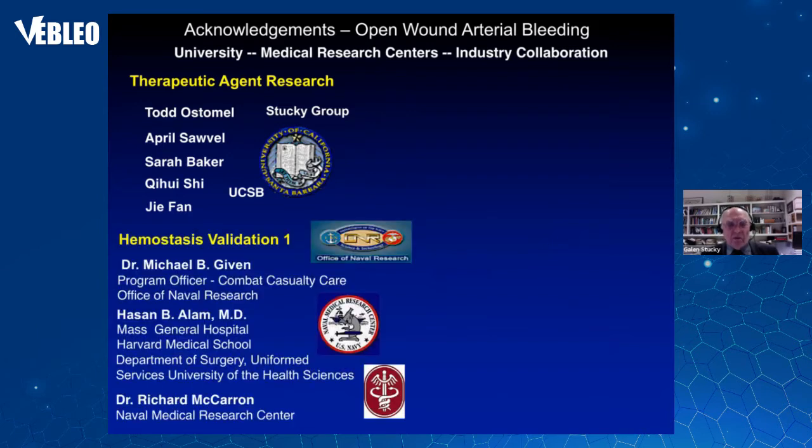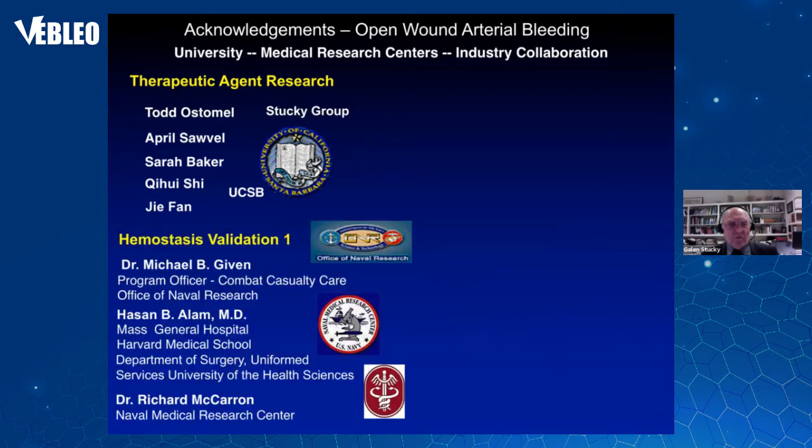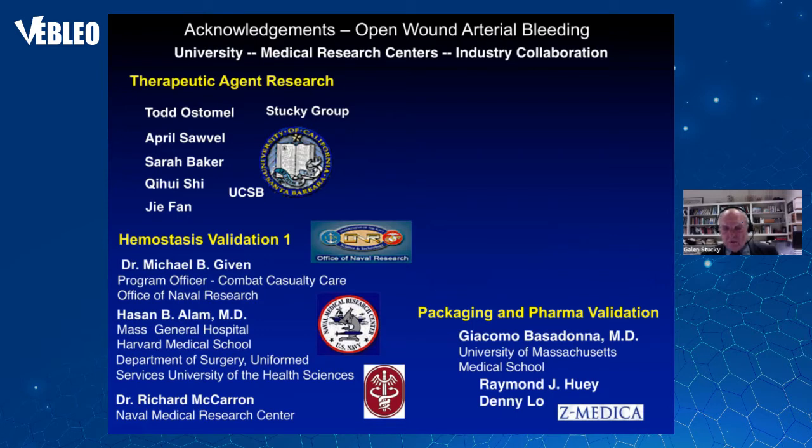I just mentioned again the acknowledgments for that. At UCSB, there are my students and the Stucky group, which was doing the therapeutic agent research. The hemostasis validation, as I mentioned earlier, was done at the Office of Naval Research and the Naval Medical Research Center in Bethesda, Maryland, and particularly with Hasan B. Alam, who was at Mass General Hospital and Harvard Medical School. And Richard McCarran and Michael Given were monitoring this project and gave good advice.